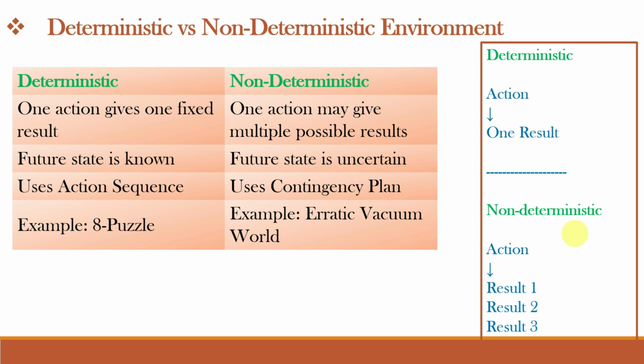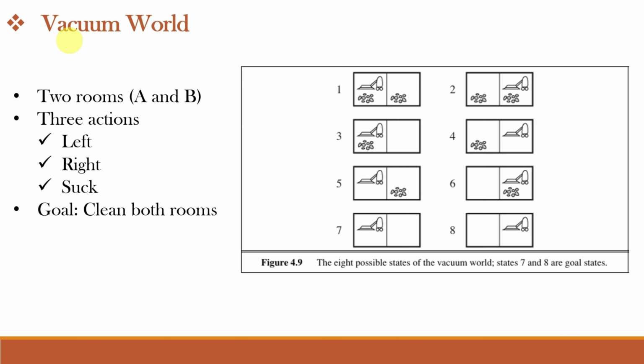However, in a non-deterministic environment, one action may produce multiple possible results. The agent cannot predict exactly what result will occur. Therefore, instead of preparing only one sequence of actions, the agent prepares a contingency plan which tells what to do for every possible outcome. To understand non-deterministic search, we use the famous vacuum world example.